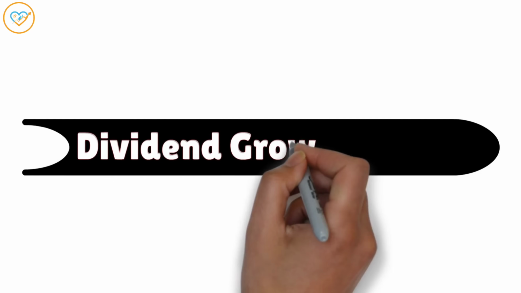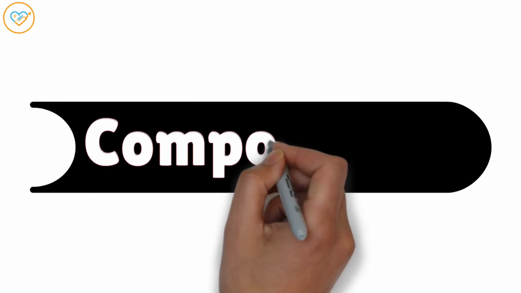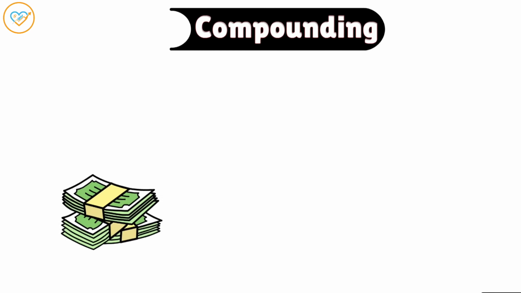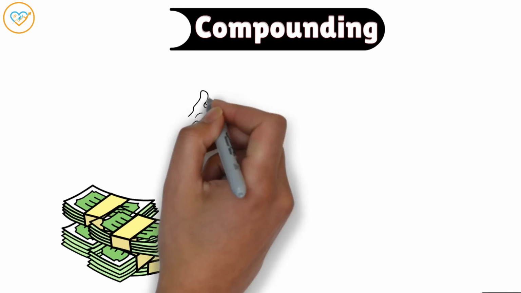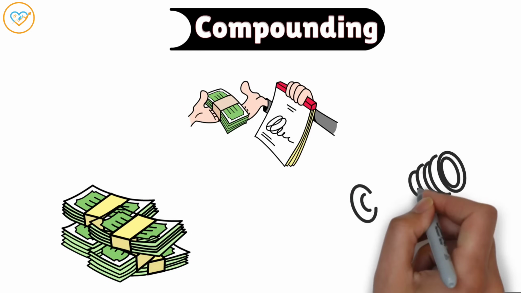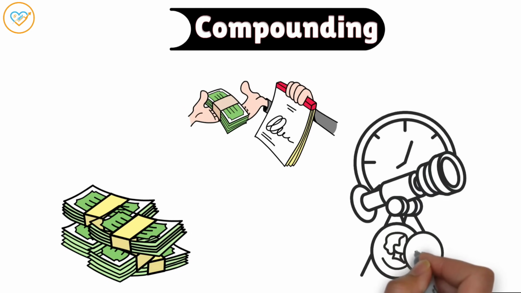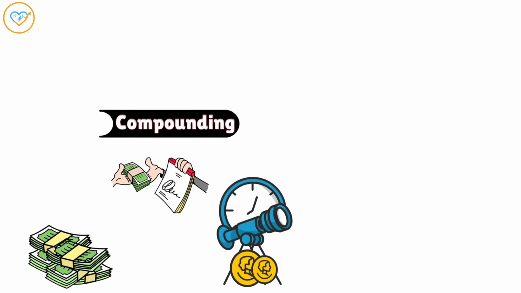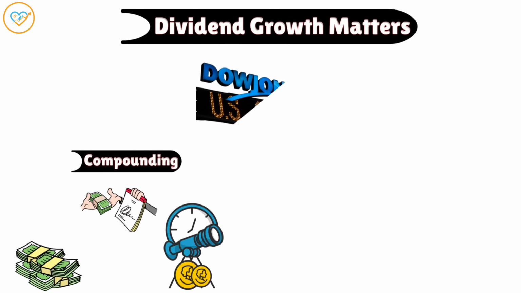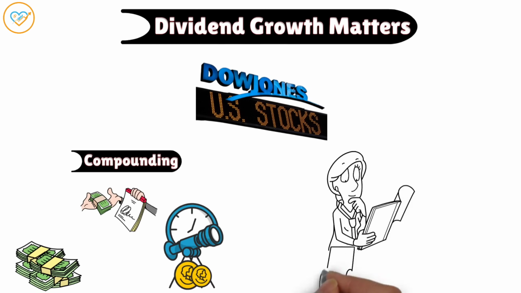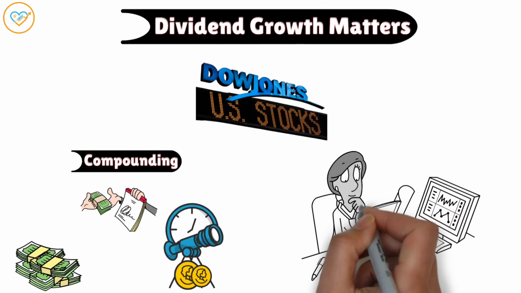Here's why dividend growth matters. It leads to compounding. When your dividends increase each year and you reinvest them, you're building a larger base that can generate even more income in the future. SCHD's holdings are chosen from the Dow Jones U.S. Dividend 100 ETF, which focuses on companies with a strong track record of growing dividends.